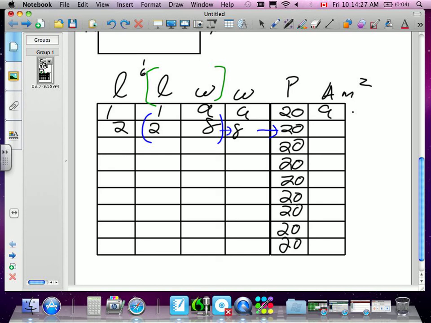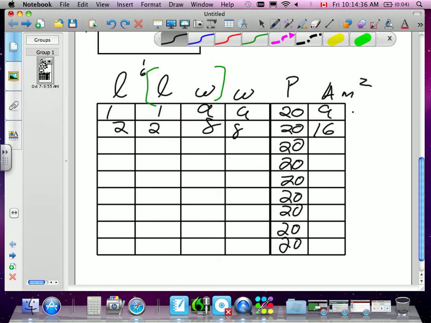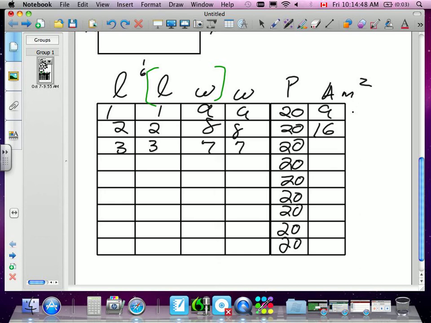It's 16 meters squared. We're going to continue this pattern all the way down. 3 and 3. That's going to give me 6 plus 8 is 14, divided by 2 is 7. So if you guys notice this pattern, what's happening is every time our length goes up by 1, our widths are going down by 1.